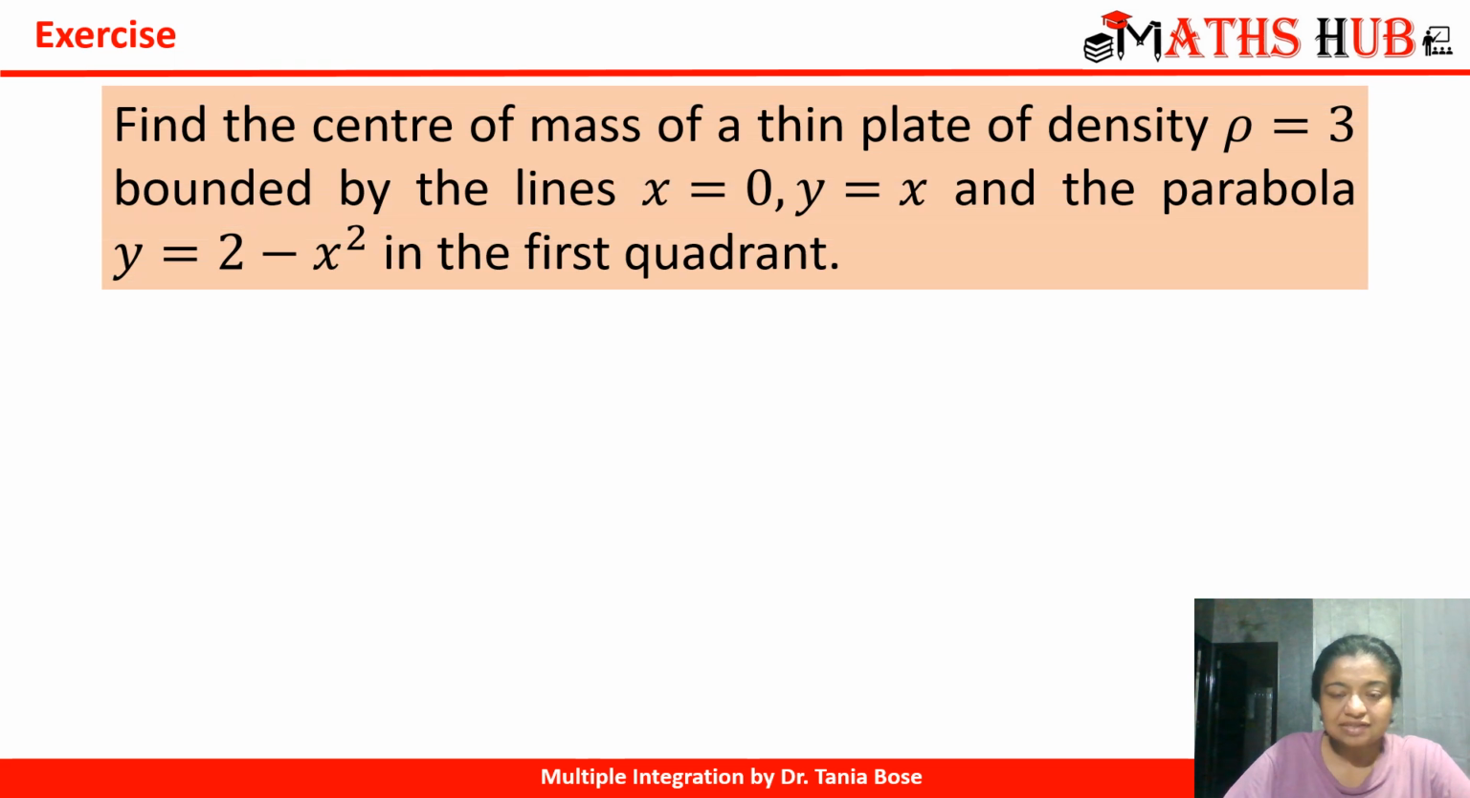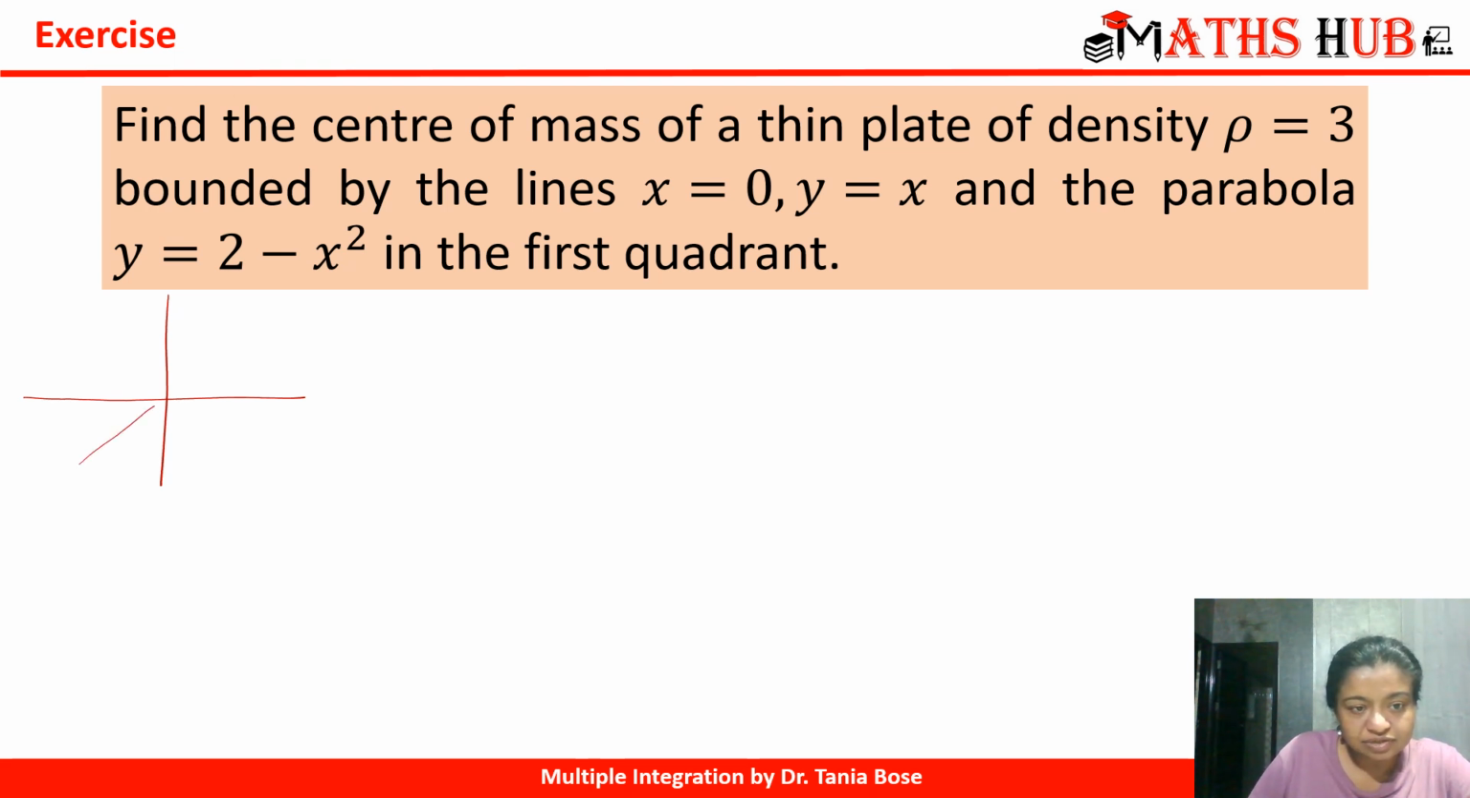We have an exercise: find the center of mass of a thin plate of density rho equal to 3, bounded by the lines x equal to 0, y equal to 0, and the parabola y equal to 2 minus x squared in the first quadrant, right? Let us first plot the diagram, because with the help of the diagram, things become simpler.